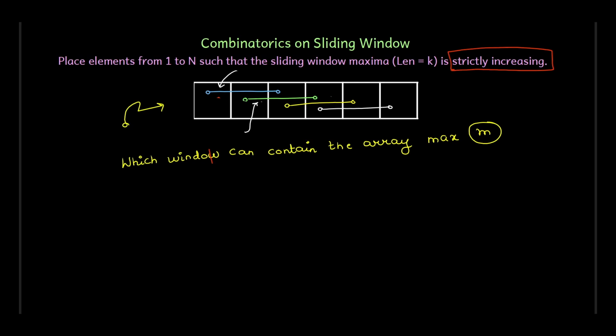Why? Because this green region and this yellow region will compete, and either you lose the maxima or you don't lose it, in which case you are not making it strictly increasing. So the maxima also cannot be in the green region. Same for the yellow region, because then the yellow region and the white region will lose the battle. So now you come to the very important conclusion that the maxima has to be in the last window only. Now let us write down the observation that we have just made.